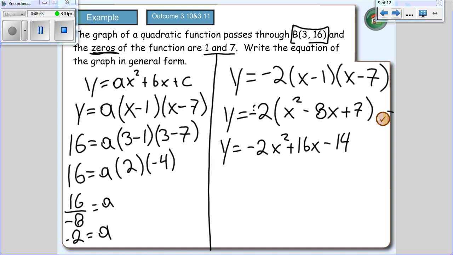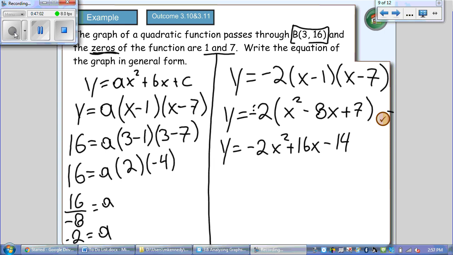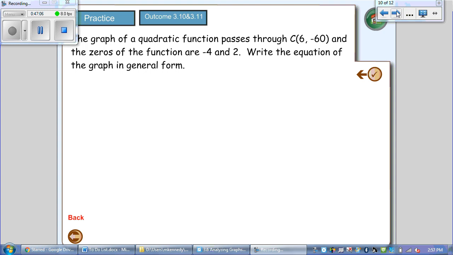Here's another question. It's the exact same. Try it on your own. Write the equation into general form. Everything's the same. Try it on your own. I'll put the answer on the board so you can compare it. So, the very first thing and the most important thing is your setup. If you screw up your setup, you're kind of done.